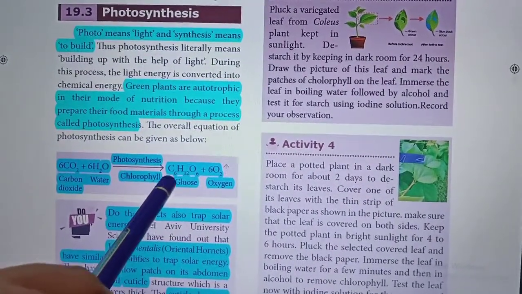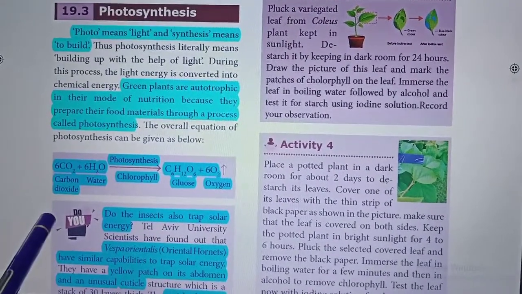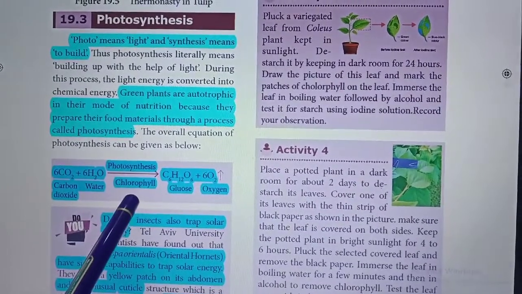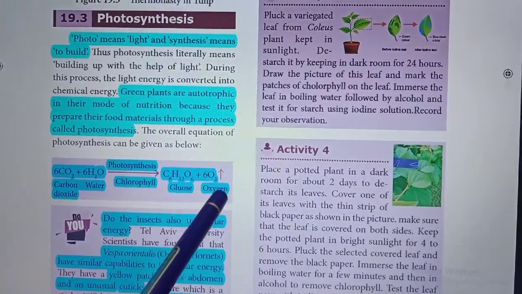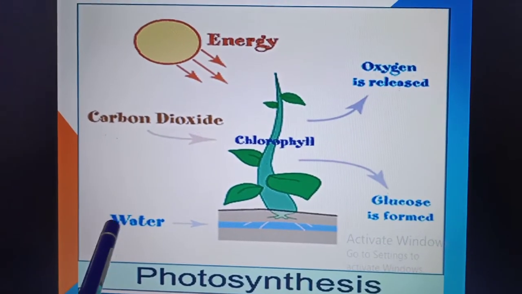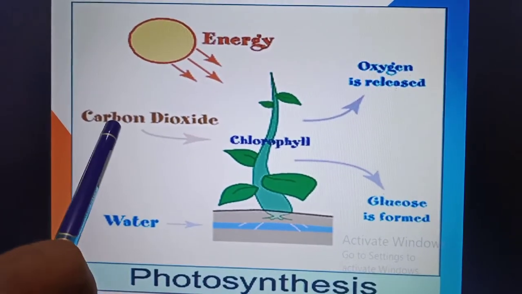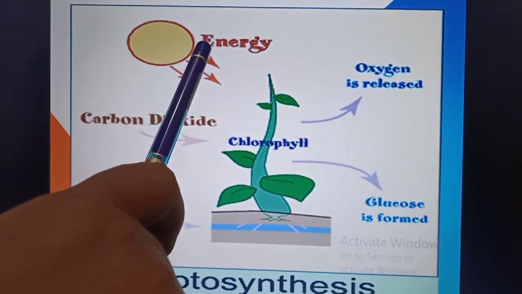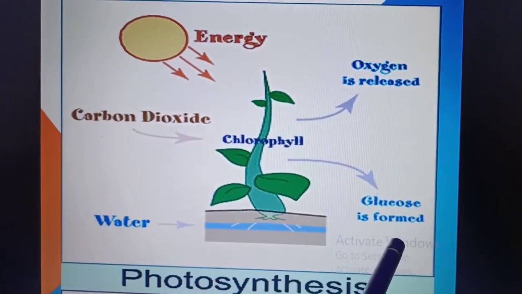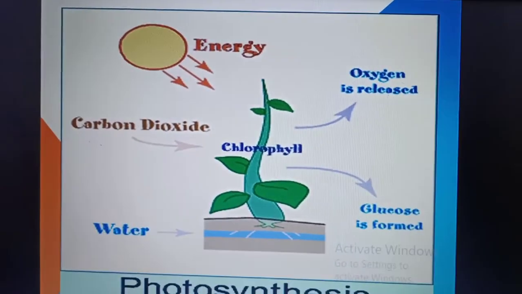It gives C6H12O6 plus O2. That is carbon dioxide plus water in the presence of sunlight and chlorophyll gives glucose and oxygen. Here the raw materials required for photosynthesis are water, chlorophyll, carbon dioxide and sunlight. With the help of this, the glucose is formed and oxygen is released as a byproduct.